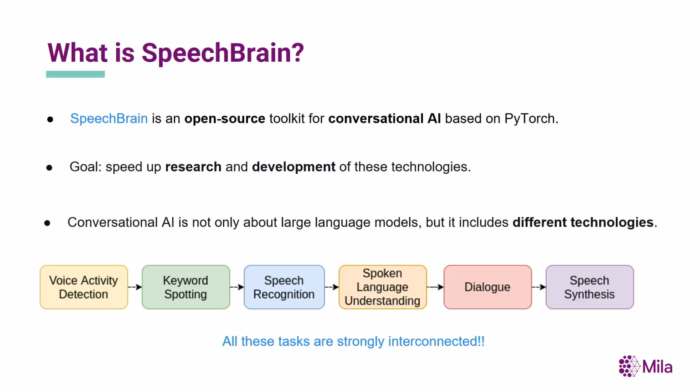So what is SpeechBrain? SpeechBrain is an open source conversational AI toolkit based on Python. We work very hard on that, and we try to do our best to develop a toolkit suitable for research and development. So you can use it to quickly prototype speech and conversational AI technologies.